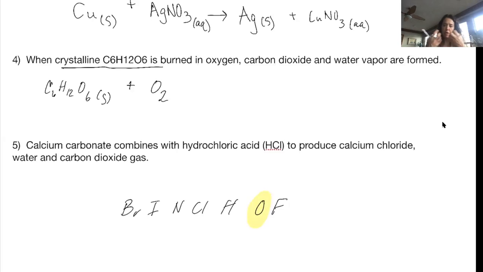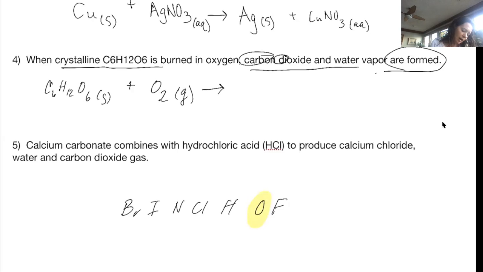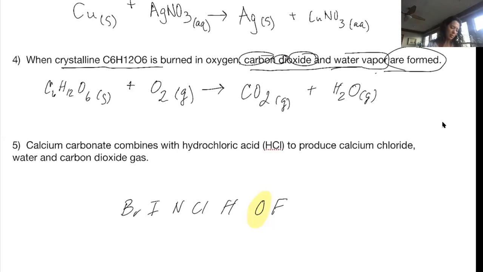It's by itself. There's going to be 2 of them bonded together. It's a molecule, a diatomic molecule. It's 2 atoms bonded together. It is a molecule. It's a gas. And carbon dioxide and water vapor are formed. So we will form carbon dioxide. This is covalent. I don't need charges. The prefixes tell me the formula. Carbon dioxide, that is a gas. And water vapor, that's H2O in its gaseous form.